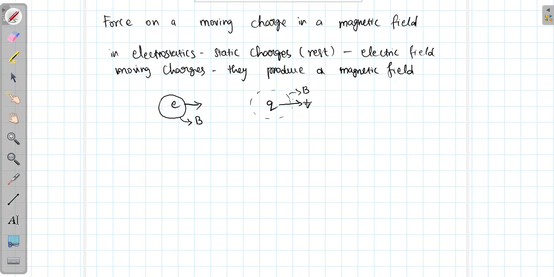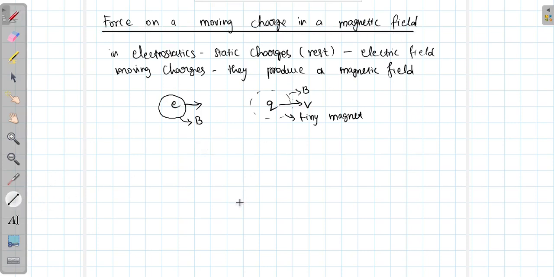These magnetic fields will be tested by another external magnetic field. The magnetic field produced by the particular charge acts as a magnetic dipole, otherwise a tiny magnet. When these tiny magnets move in another magnetic field, they experience a magnetic force. So that is what we are going to discuss.